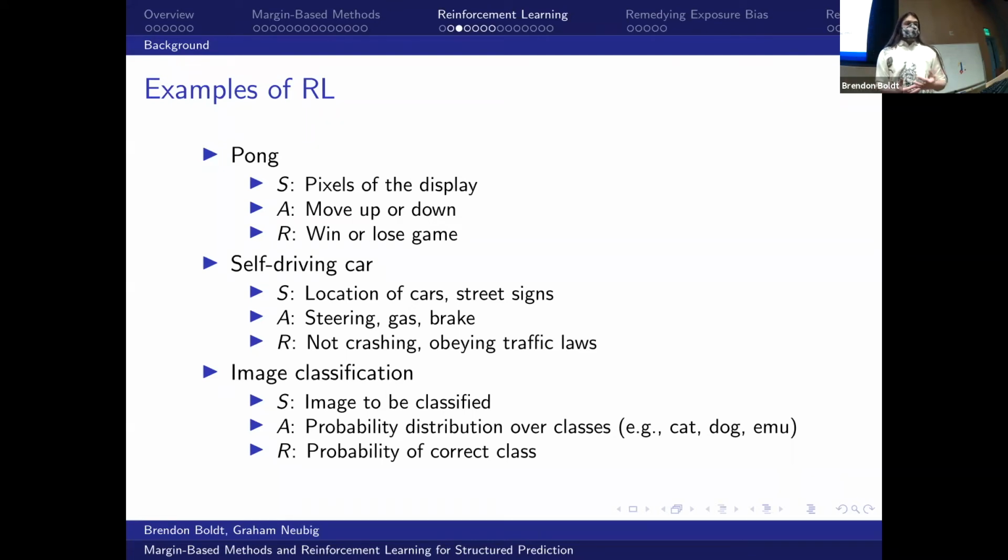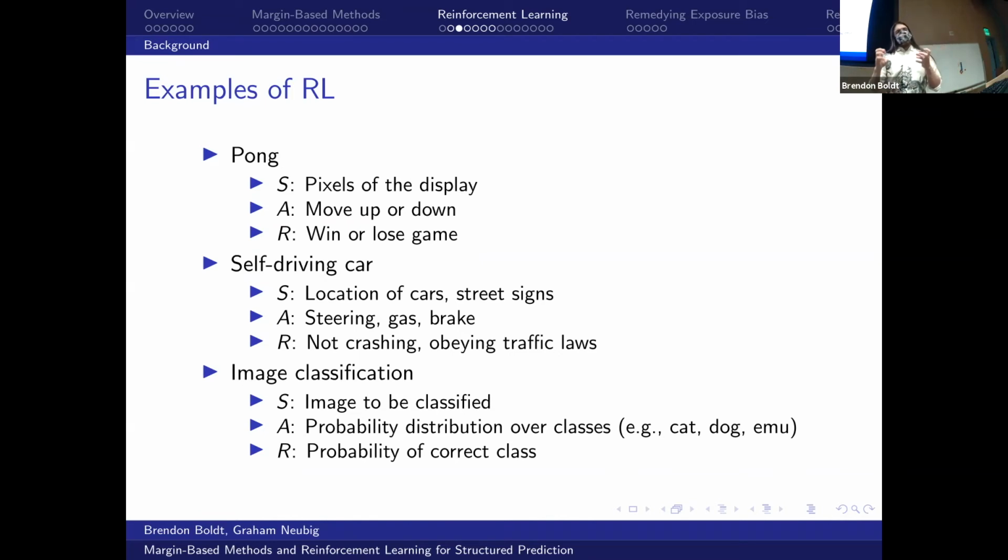We could also talk about something like a self-driving car, in which case the state might be the location of your car, the agent's car, the other cars, where the road goes, all the street signs, all these different things you can see while driving a car. The actions would be, how are you turning the steering wheel? Are you pressing the gas? Are you pressing the brake? Maybe you're using your signals to show where you're going to turn. And then the reward function might be, we're going to give you a big negative reward for crashing, and maybe small positive rewards for obeying traffic laws.